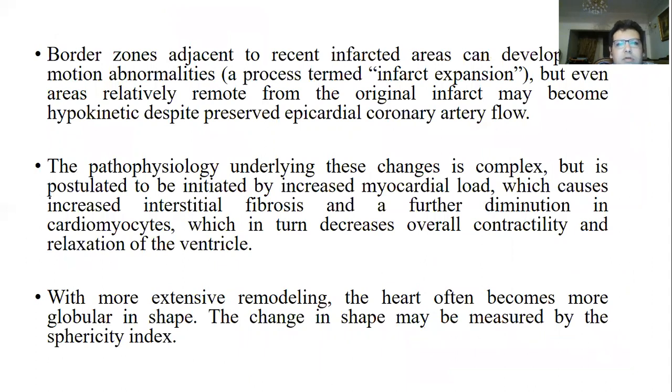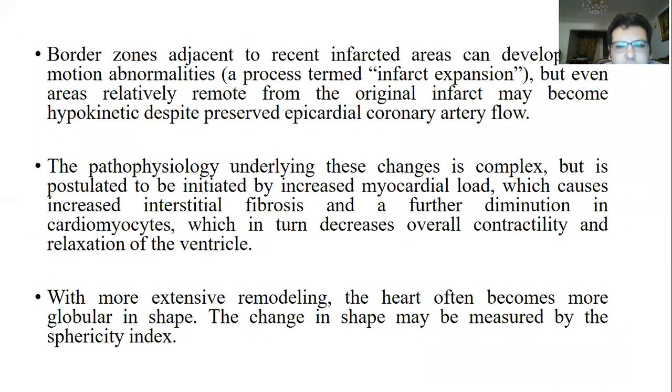Border zones adjacent to a recent infarcted area can develop wall motion abnormalities, a process termed infarct expansion, but even areas relatively remote from the original infarct may become hypokinetic despite preserved epicardial coronary artery flow.